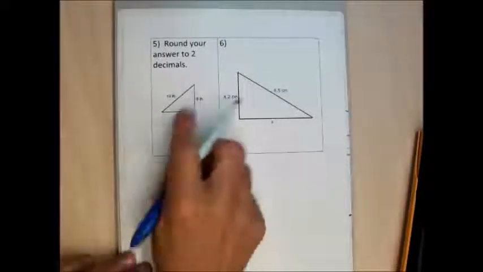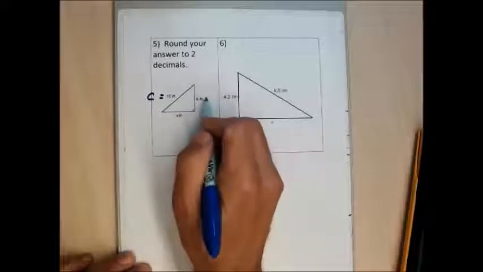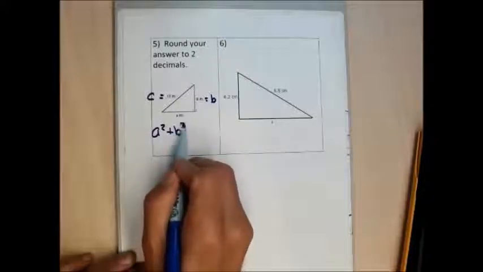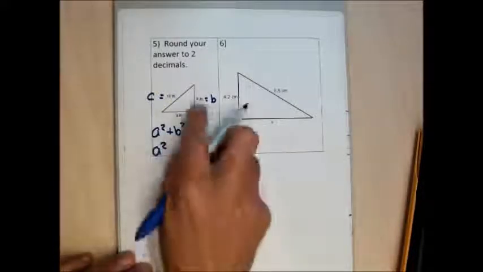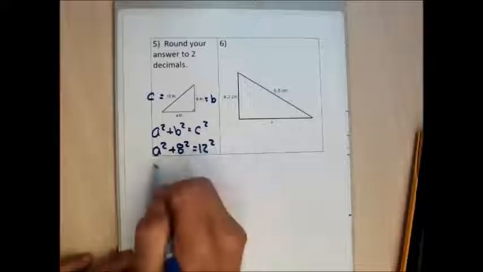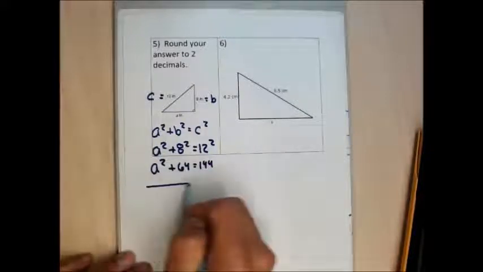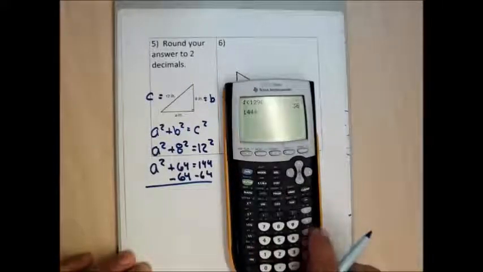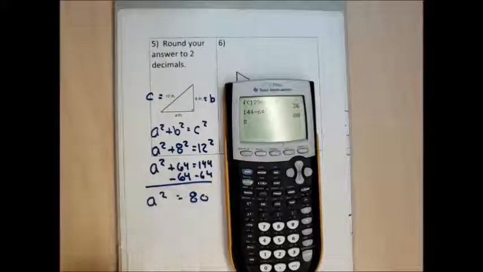I like your 5 better than my 6. Let's do 5. So 5 is really nice because it gives me the right angle. I have a side to call C. This side is already called A. I'm going to call this side B. And in my A squared plus B squared equals C squared, I'm going to use A squared as A squared. For B squared, I'm going to plug in 8 squared. For C squared, I'm going to plug in 12 squared. So this is going to give me A squared plus 64 equals 144. I need to subtract 64 from both sides. I'm going to get 80 on the right side, so A squared equals 80. And now I'm going to round to 2 decimals.